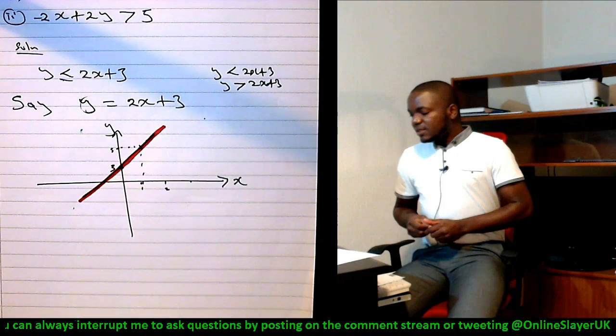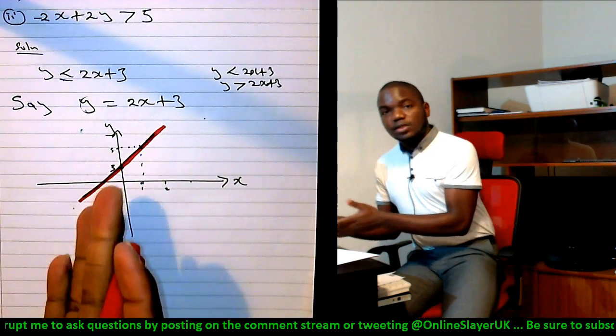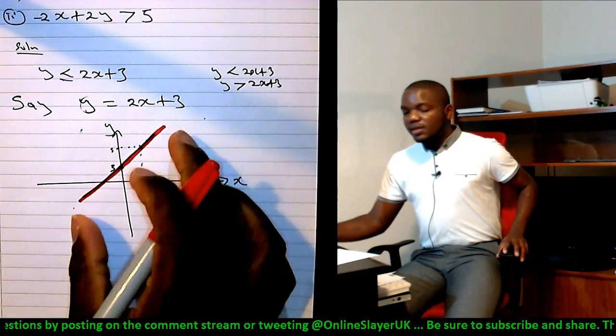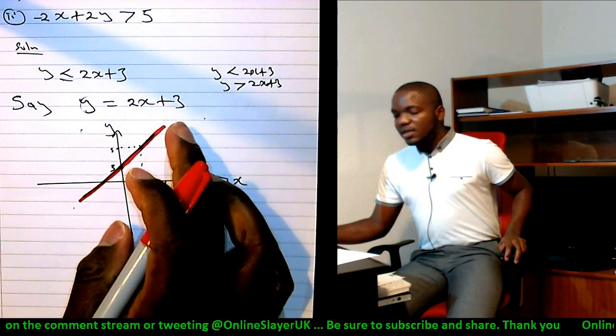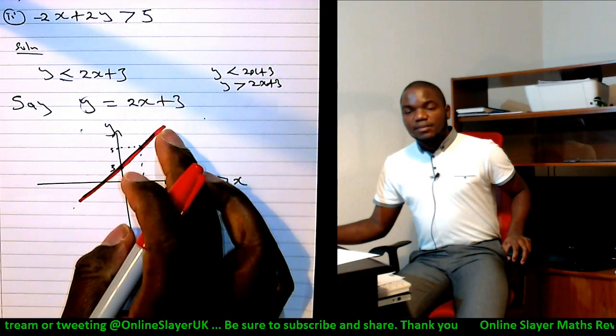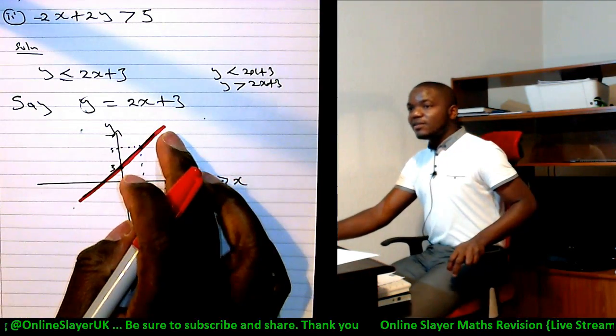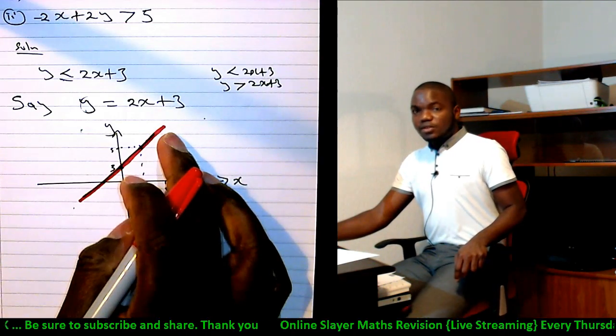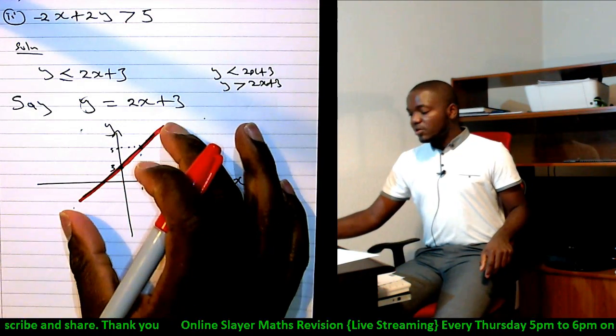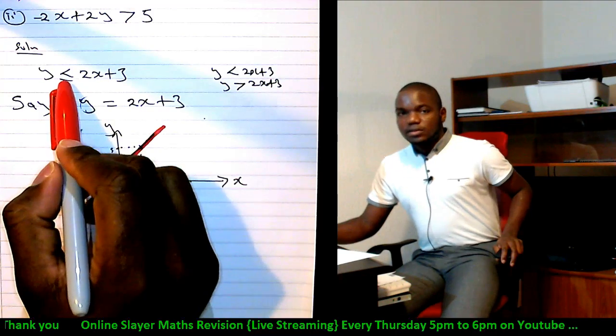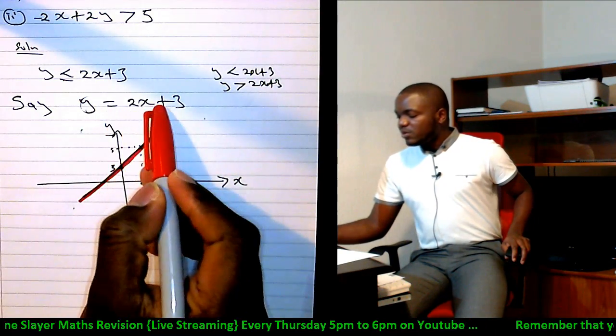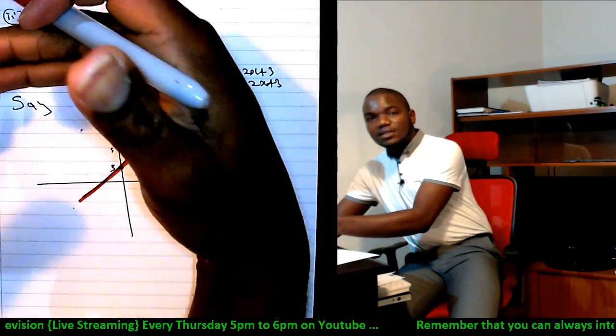Now, what happens if the line were not a part of the solution? We wouldn't draw a solid line. We're going to draw a dotted line to show that we're just using the line to guide us, but the line is not part of the solution. So here we're drawing a solid line because we know that it is or equal to. So that means y equals 2x plus 3 is part of the solution.